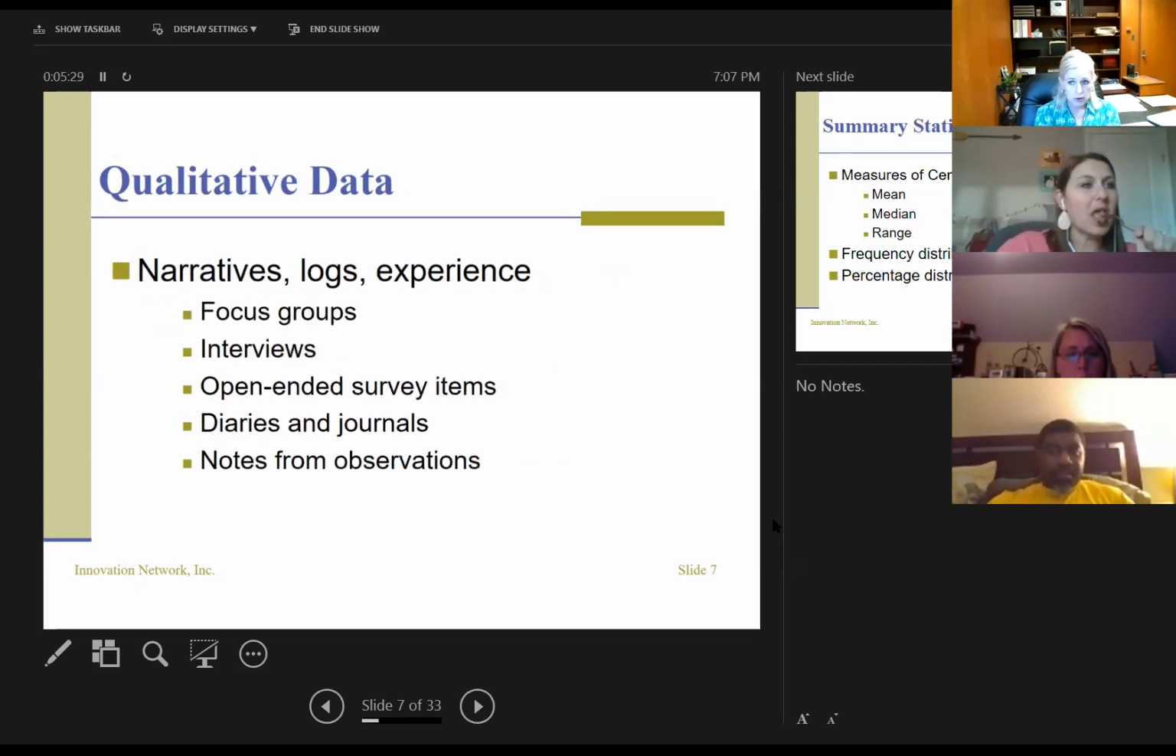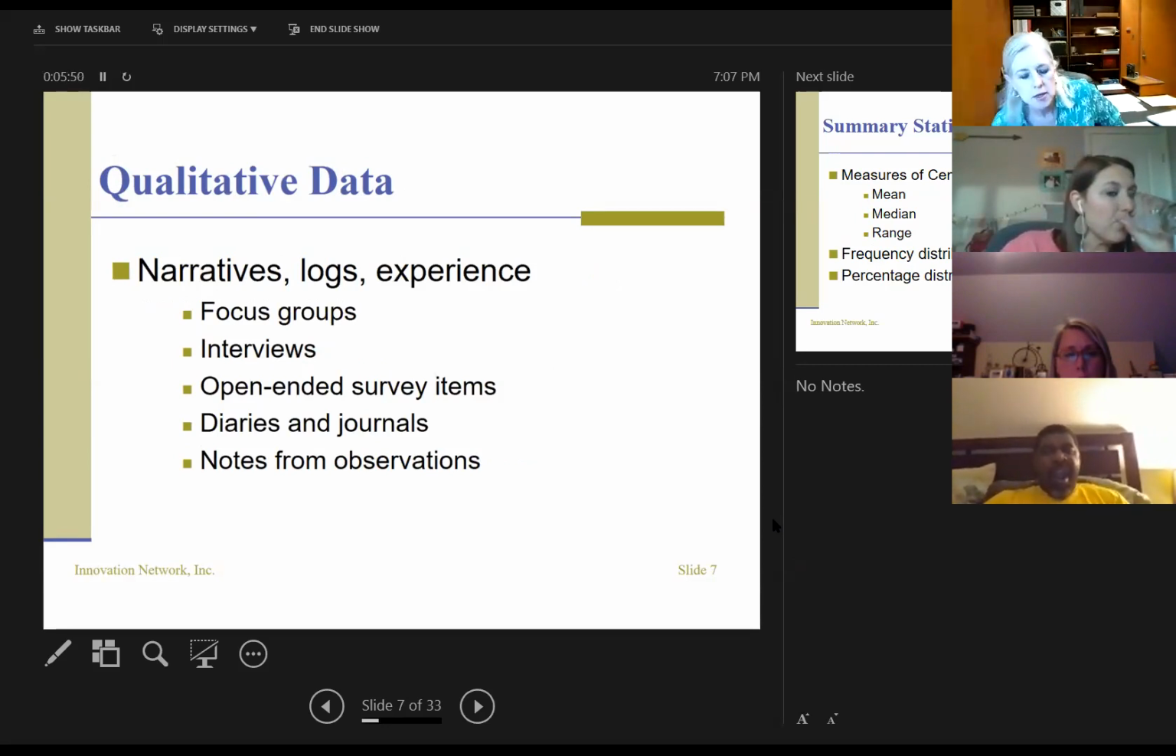Qualitative, while it's important and can be very helpful to us, generally is going to be something like a narrative or a log or an experience. So you may have a focus group, or you may do an interview. You may assign diaries and journals to your students, so you're wanting to gather data based on those. Oftentimes, qualitative data comes from observations. So a good example of qualitative data might be that I come in to observe you, and I'm looking for preponderance of evidence.